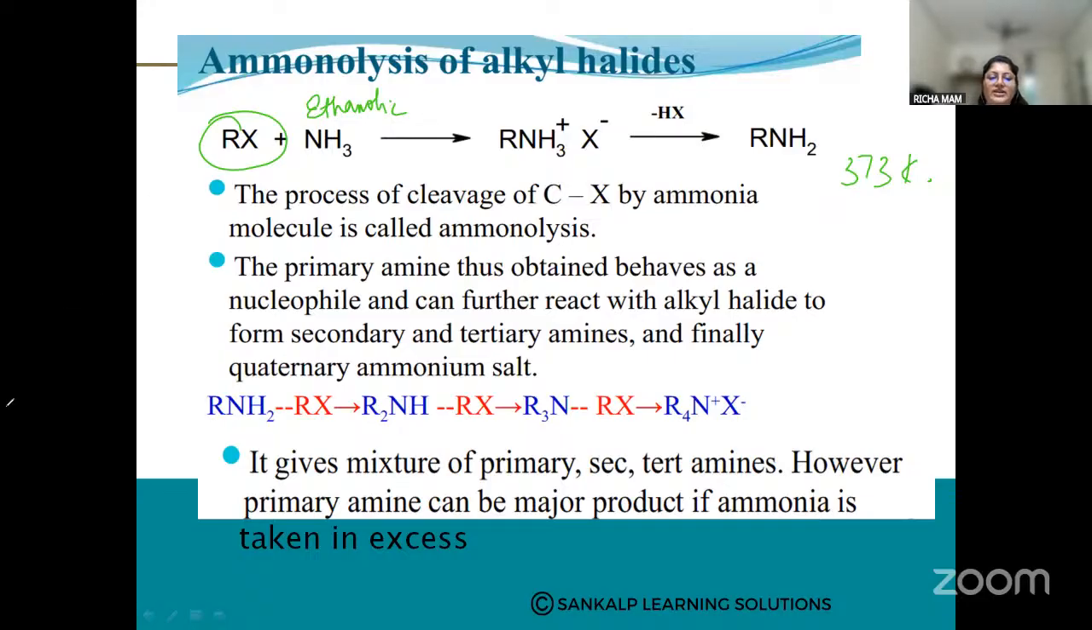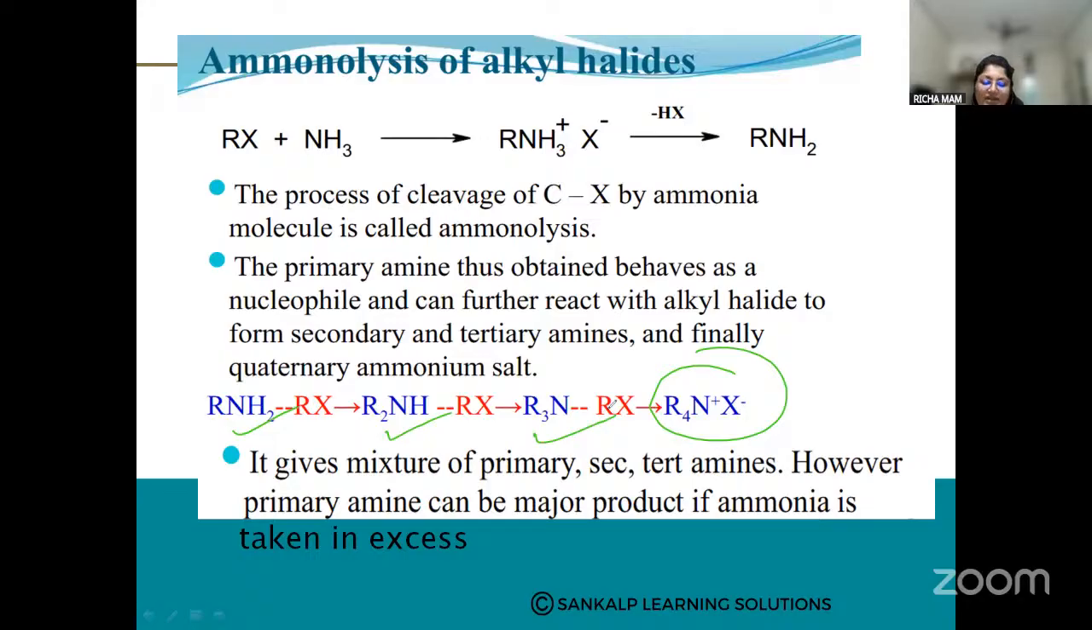So here you can see the reaction. RX plus NH3, you'll get RNH2. Further reacting again with RX, you are going to get R2NH. Again reacting with alkyl halide, I am going to get R3N. And then finally, I am going to get the quaternary ammonium salt, that is R4N+ X-. So primary, secondary, and tertiary amine. Is it clear? The process of cleavage of the C-X bond by ammonia molecule is called ammonolysis.